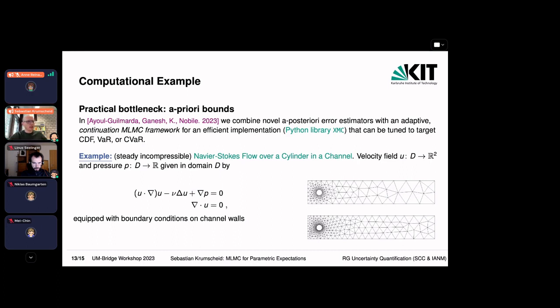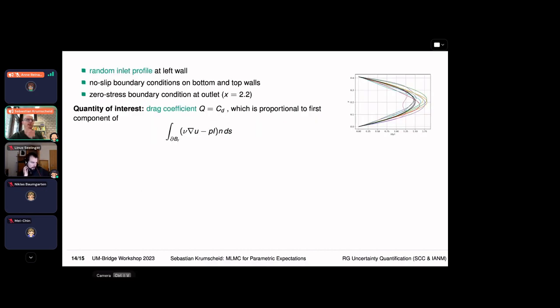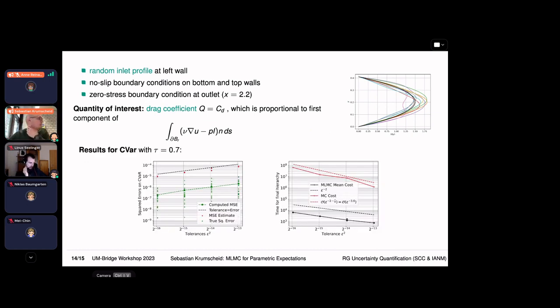I'm showing you here already two levels of discretization that we used. And what is uncertain in our model here is the profile of our inflow. So here we take some kind of Karhunen-Loève type expansion. That's a few realizations of our inflows on the left boundary, and our quantity of interest is the so-called drag coefficient, which is the first component of this vector. Okay, and in this particular example, we're computing the 70% quantile, or more precisely, the 70% conditional value at risk.